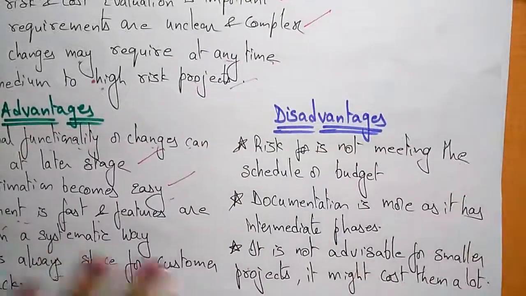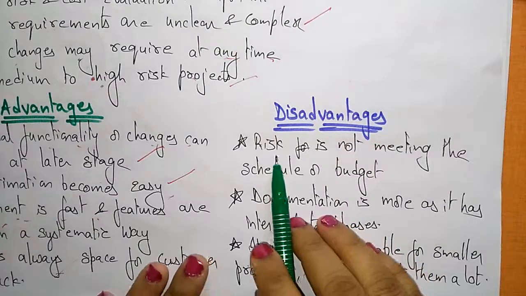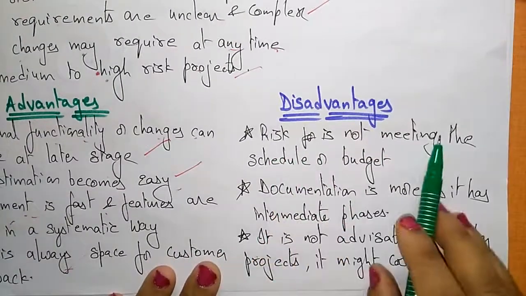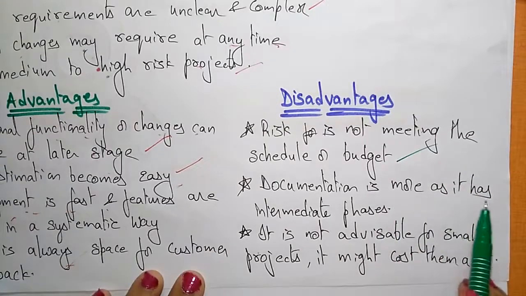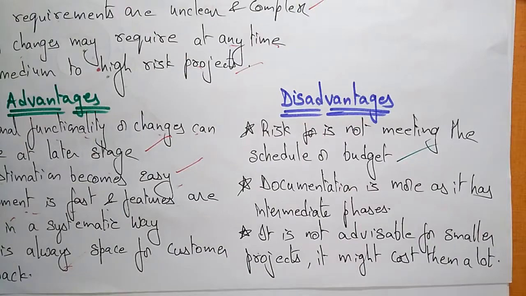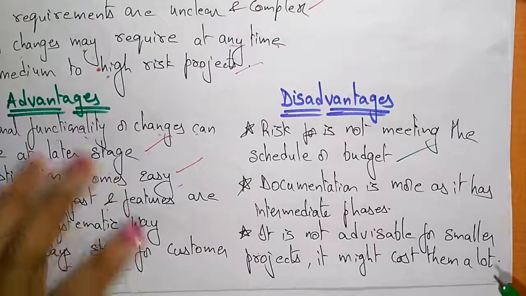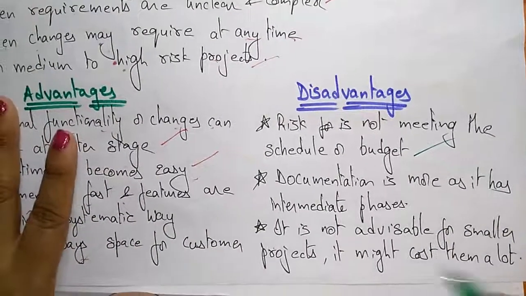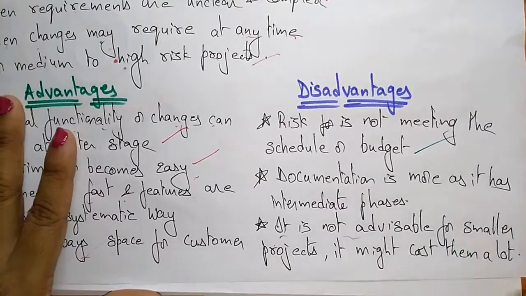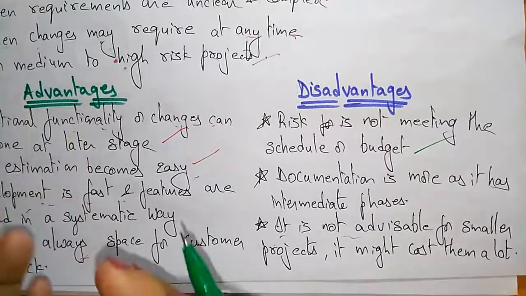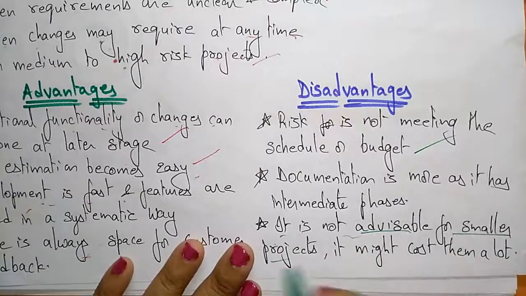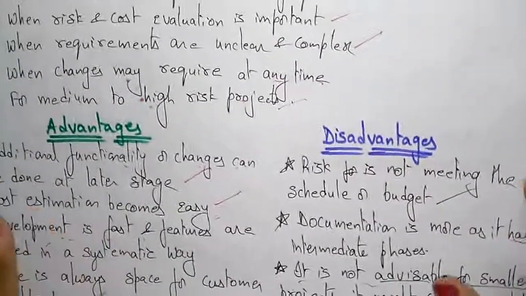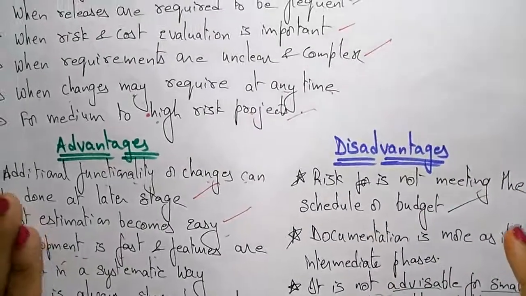Now let us see the disadvantages. The disadvantages of using the spiral model are the risk of not meeting the schedule or budget, and the documentation is more as it has intermediate phases. In intermediate phases we have to write more documentation to make each phase clear. It is not advisable for smaller projects. It might cost a lot. I already said it's better to go for the spiral model with large projects, so it is not that suitable for smaller projects. So these are the advantages and disadvantages of using the spiral model.